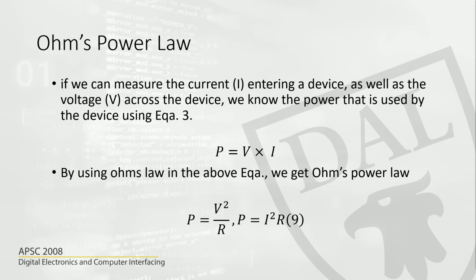Now there is something called Ohm's power law. We know V equals IR, and we also know power equals voltage times current. If we substitute I equals V by R in the power equation, we get Ohm's power law. So when I substitute I equals V by R, V times V is V squared divided by R. So this is the power. If you know the resistance and voltage, just square the voltage and divide that by resistance, and you will get the power in watts. Watts is the unit of power.